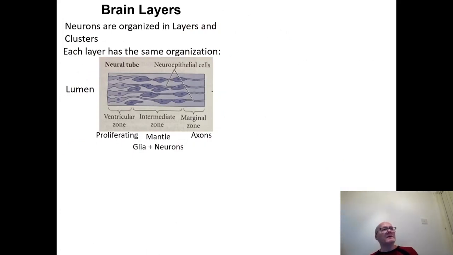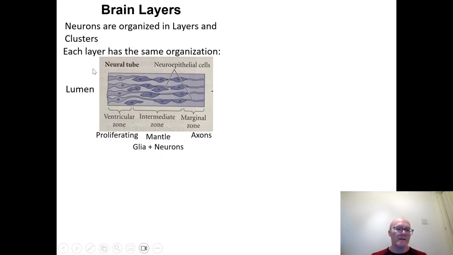The brain is built with different layers of neurons. But these different layers of neurons are always organized in more or less the same way. So here in this cartoon, you have how a typical layer of neurons is organized in the brain.